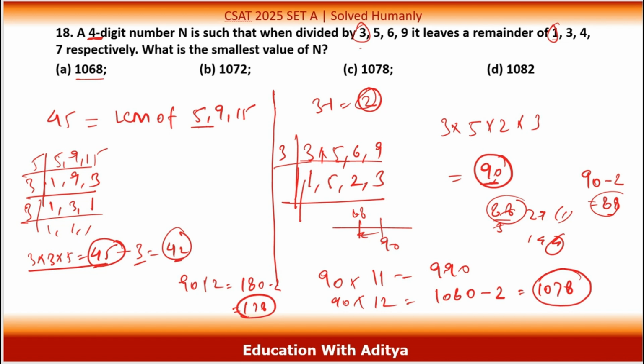The same thing we can do in our question. 3, 5, 6, 9, I found the LCM of all of these. The LCM came to 90. And as the question asks for the smallest 4-digit number, it should be a 4-digit number, so it should be a multiple of 90 minus 2. So 90 into 12 gives 1080 minus 2, 1078 came as the answer.